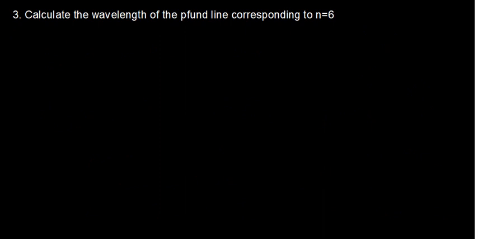So the first thing that you just need to understand is, what do they mean by p-fund line? That is the one we need to understand. If we understand what they're talking about by saying p-fund, then we are in a position to find the value to this question. Okay. So what we need to understand is, whenever an electron transitions to the first energy level, that is called the Lyman series.